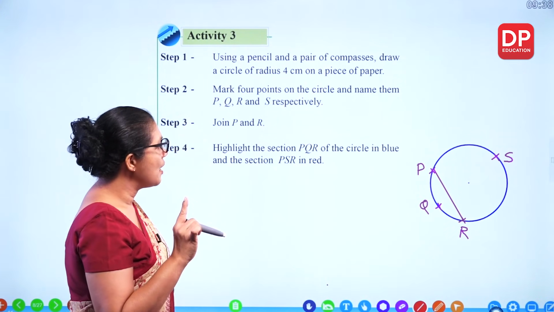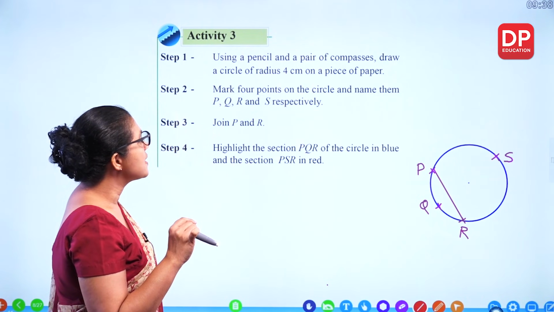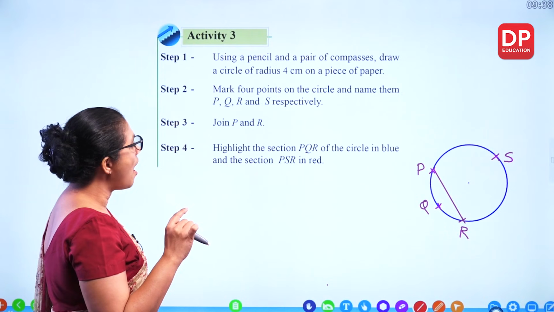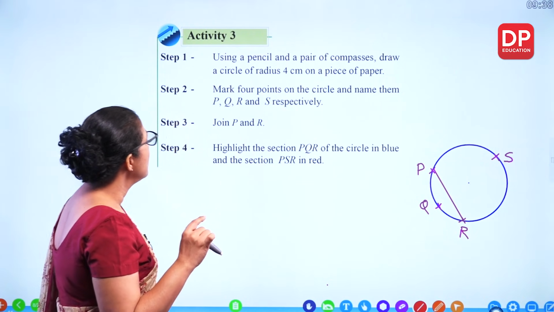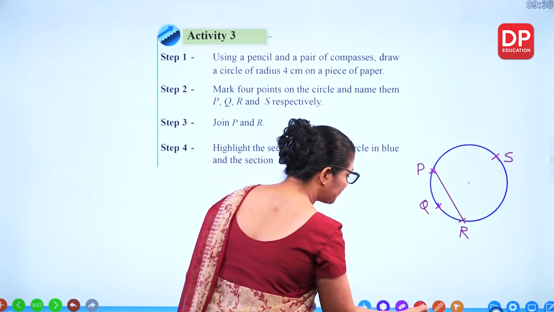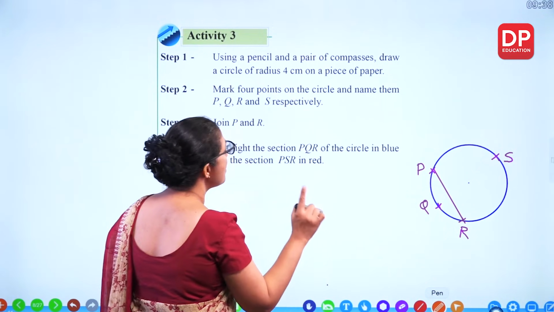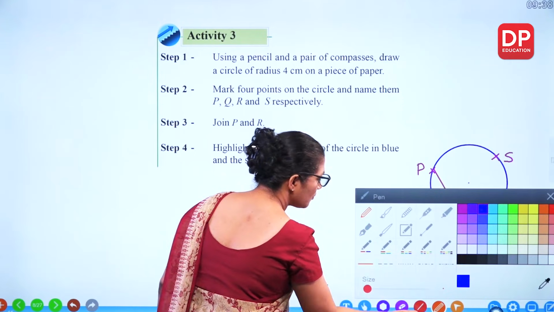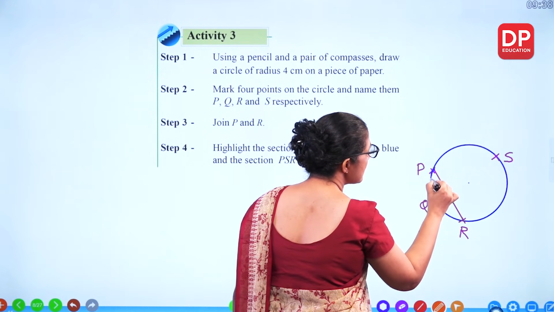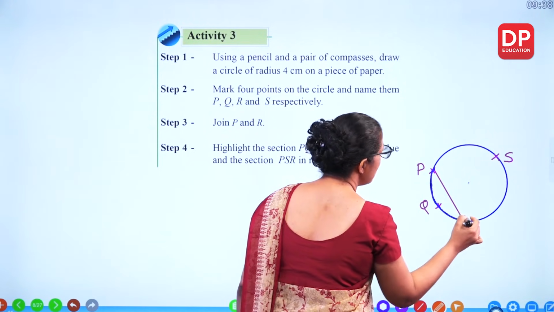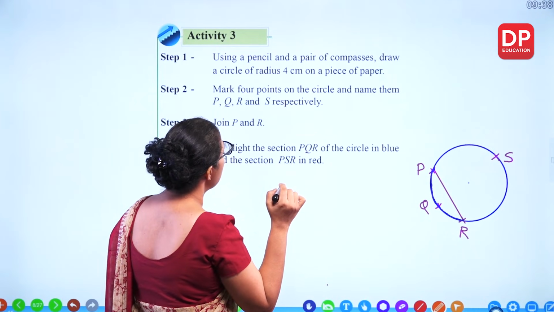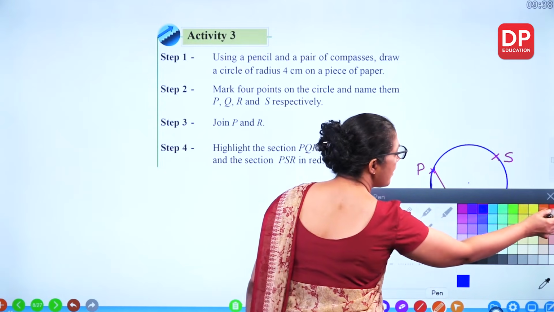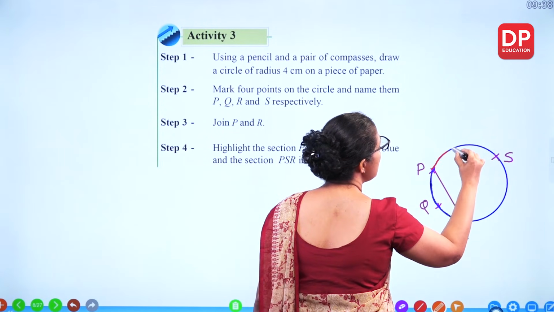Highlight the section PQR of the circle in blue and the section PSR in red. So PQR in blue. So this part is in blue, and PSR, the other side, in red.